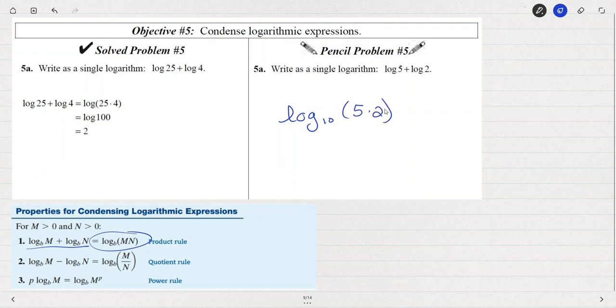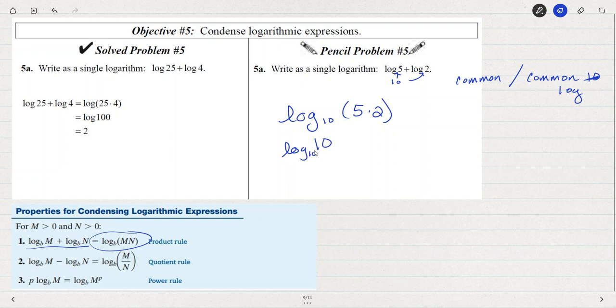Well, that's by definition. When the base isn't written in, it's implied to be a 10, and it's called the common base. And then the log of that common base is the common log. So log with no base written is implied log base 10, and it's called the common log. So log base 10 of 5 times 2, or just log of, and now 5 times 2 is 10.